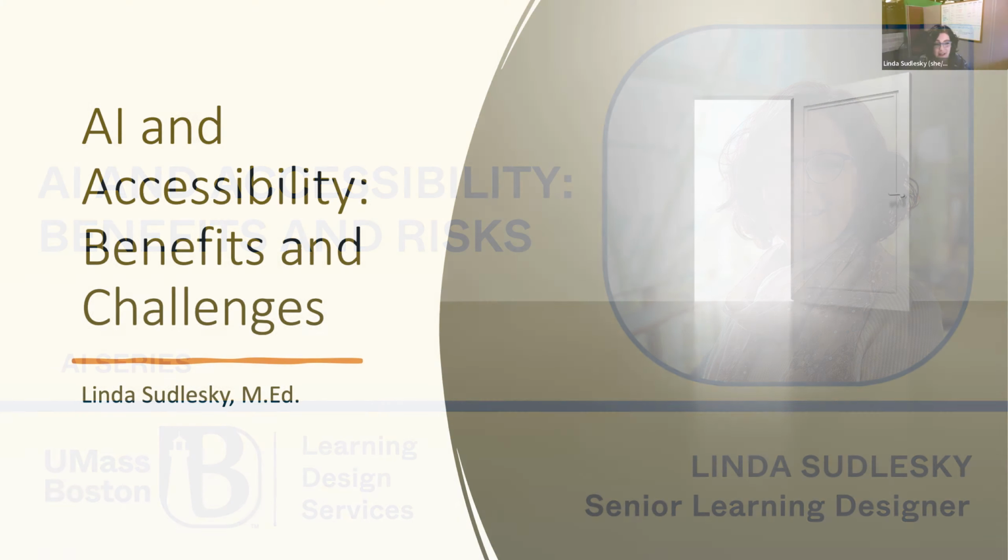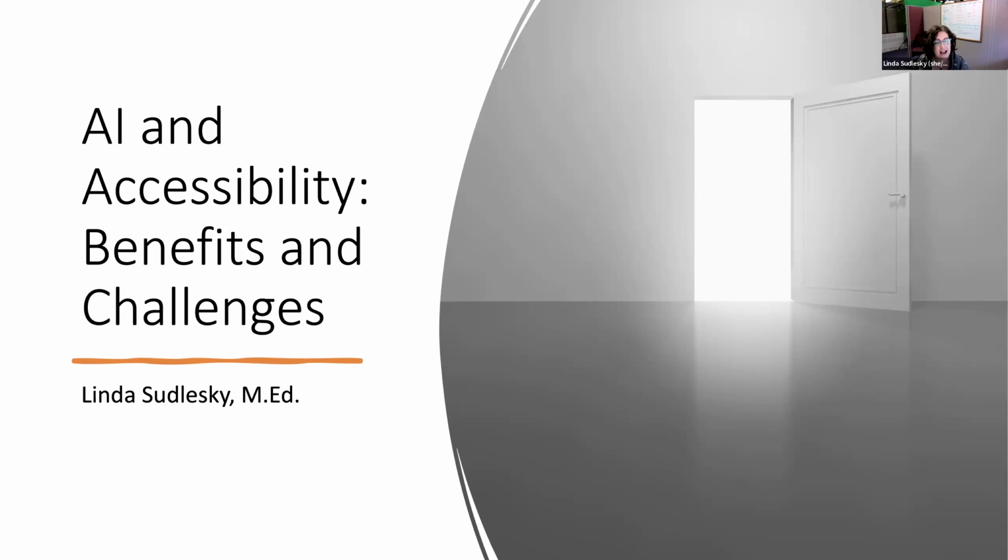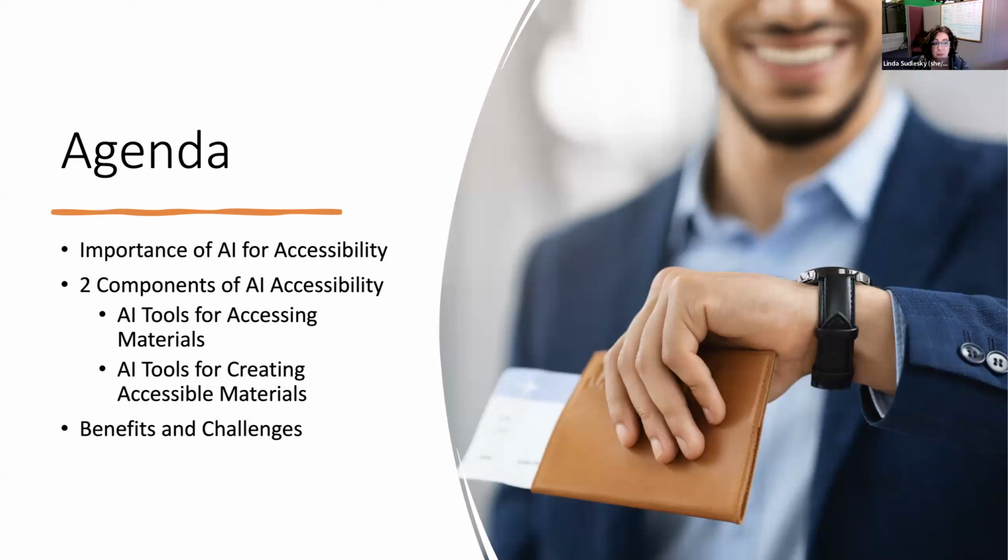This is AI and Accessibility, Benefits and Challenges. Today, we're going to be talking about the importance of AI for accessibility, and we're going to cover the two components of AI accessibility, AI tools for accessing materials and reviewing materials, and AI tools for creating accessible materials, because they go hand in hand. And one cannot really be successful without the other, ultimately. And then as we're going through, we're going to be talking about benefits, and toward the end, we'll discuss some challenges.